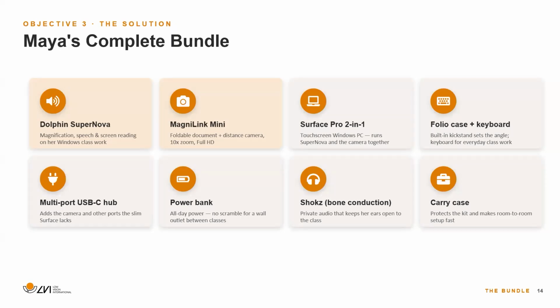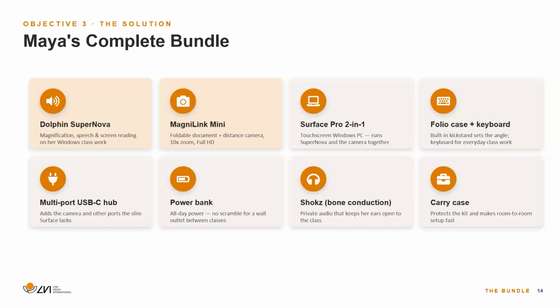So let's put together a bundle for her. She's using Dolphin Supernova. Supernova has that magnification, and when she's tired, she can add some level of speech to it. It has the screen reading, and she can use this on her Windows 2-in-1. Her Windows 2-in-1, we're going to say, has a tablet-like device, and it has a touchscreen. Dolphin Supernova was designed for a touchscreen. It works very, very well with the pinch and zoom and finger scrolling and navigation. So she already has that. She's comfortable with that. So Dolphin Supernova is her software basis.